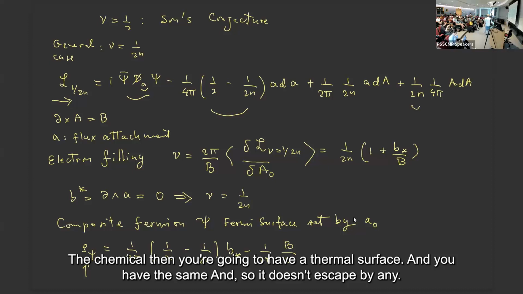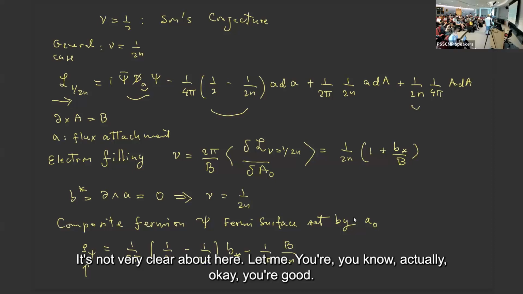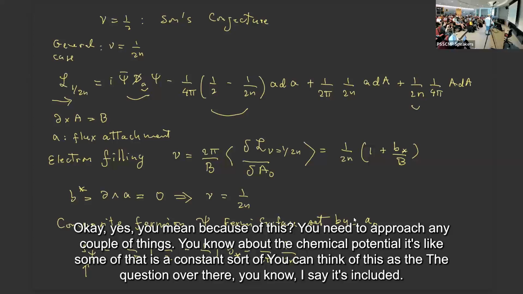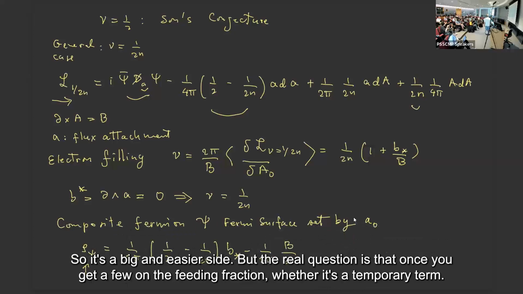The filling fraction determining the Fermi surface size is not very clear from here. You need to put a chemical potential. You mean because of this? Yeah, there. Remember, the chemical potential is like a constant part of the A naught. You can think of this as the mu. Oh, I see, it's included. So that is a big A0 inside. Right, this is big A0, the external field. And that's where the chemical potential is.